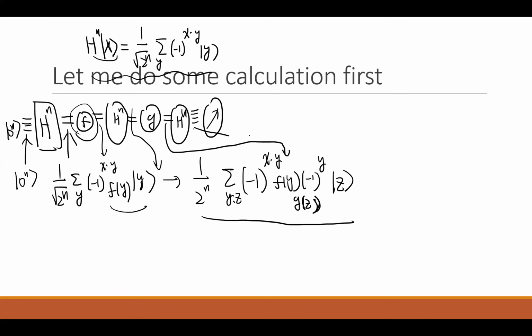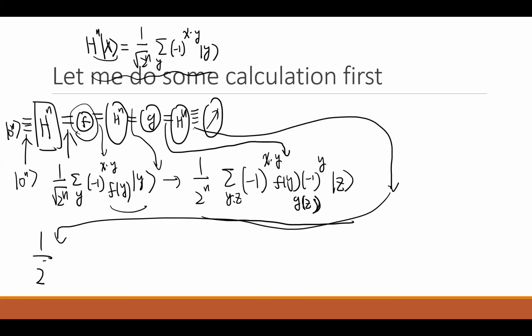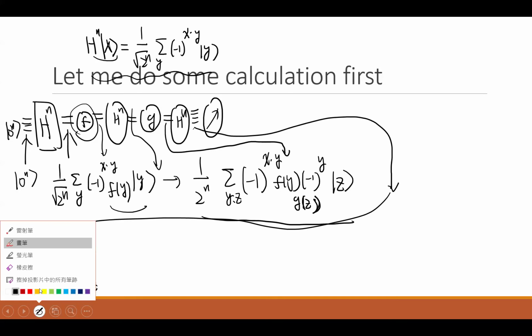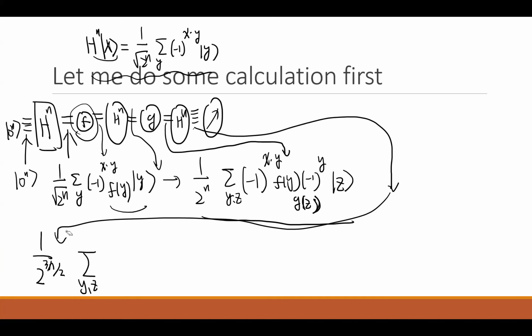Okay, so here, or maybe here. So you get 1 over 2 to the 3 and divided by 2, minus 1, let's say y, z, let's say. Oh, sorry. I did something stupid. Sorry about this.